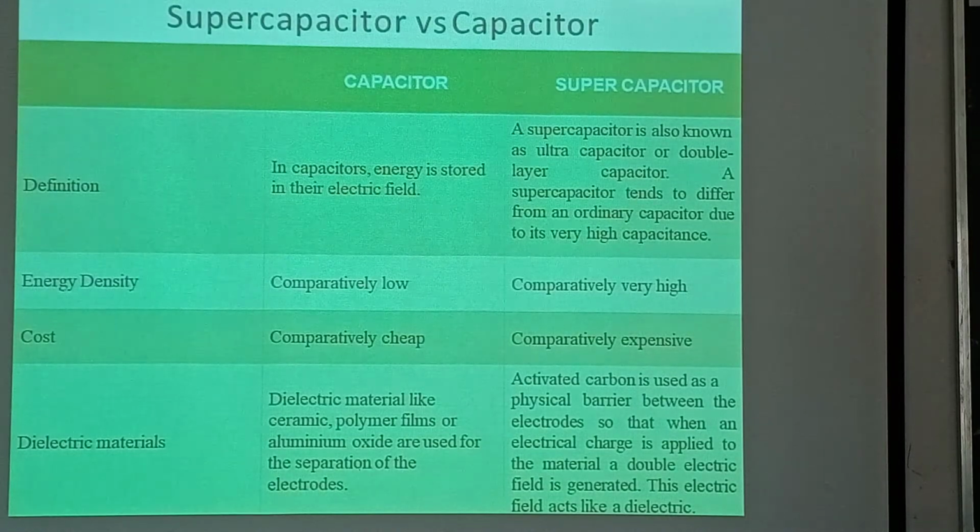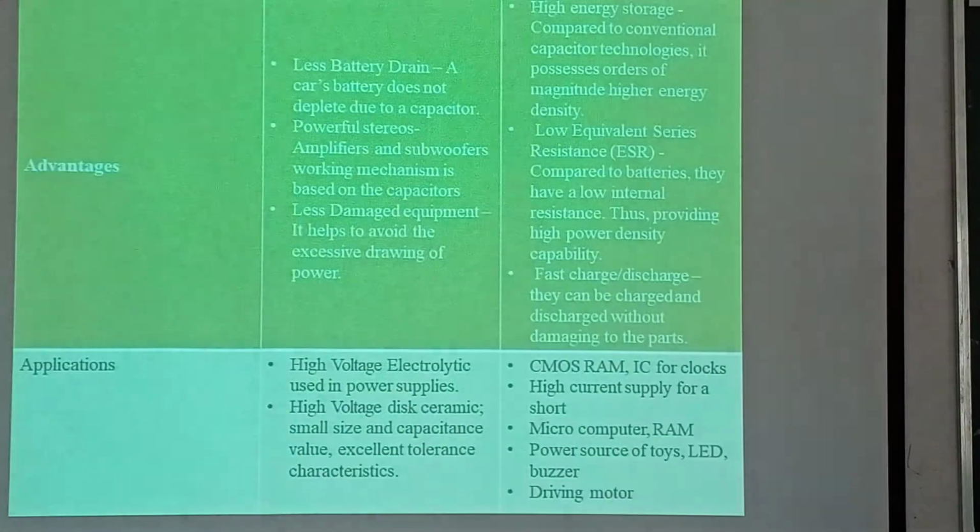So, supercapacitor versus capacitors. In capacitors, energy is stored in the electric field, whereas a supercapacitor, also known as a double layer capacitor or ultra capacitor, differs from an ordinary capacitor due to its very high capacitance. The energy density of a capacitor is comparatively low, while the supercapacitor's energy density is comparatively very high. The cost of a capacitor is comparatively cheap; the supercapacitor's cost is comparatively expensive. Dielectric materials are used in capacitors, while activated carbons and electrolytes are used in supercapacitors. So this is the basic difference.